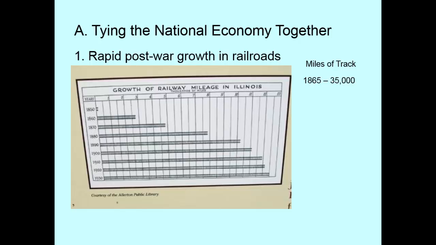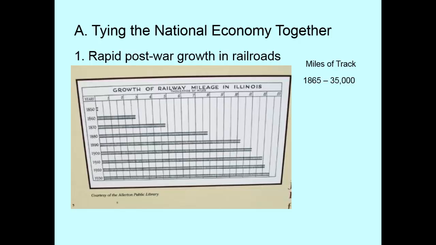Letter A, tying the national economy together. So as I said on the previous slide, we're going to see railroads play a huge part in increasing the American economy because, one, we get raw materials to markets and then finished goods from factories to people, and we also see a need for goods that are going to build our railroads out of, like I said, lumber, steel, those kinds of things. And so we see, number one, rapid post-war growth in railroads.